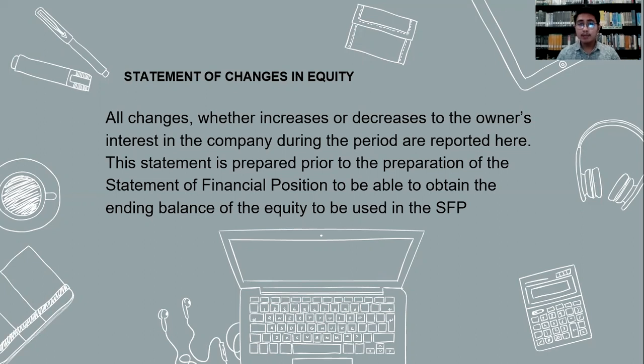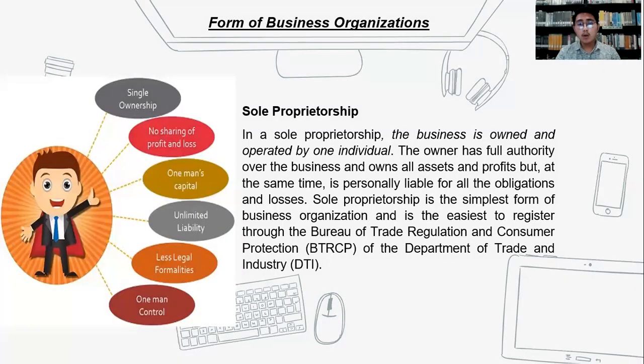So before natin makuha or gumawa ng statement of financial position, the first thing that we need to do is to determine first or to have a statement of changes in equity, because yung sa SFP po na mga details is manggagaling po, or some details ay manggagaling sa statement of changes in equity. Okay? Kasi yung ending balance that we need in the SFP is from the statement of changes in equity. So now, let's proceed to the different forms of business organization.